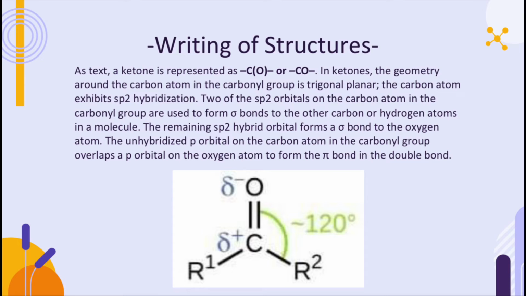The carbon atom exhibits sp2 hybridization. Two of the sp2 orbitals of the carbon atom in the carbonyl group are used to form sigma bonds to the other carbon or hydrogen atoms in the molecule. The remaining sp2 hybrid orbital forms a sigma bond to the oxygen atom.